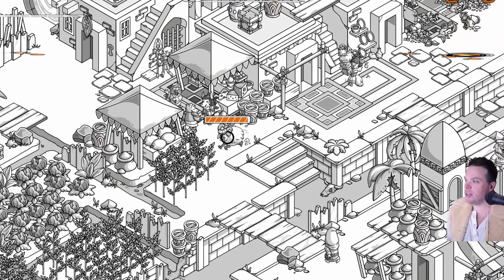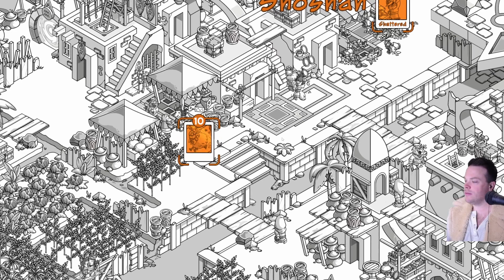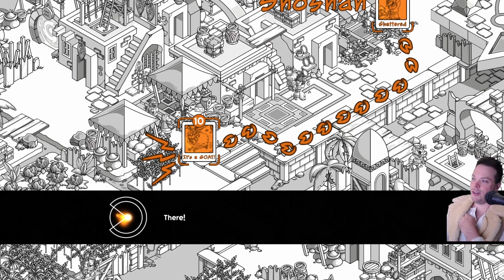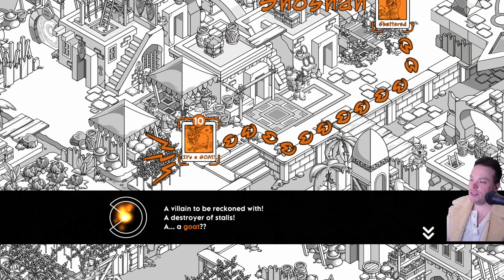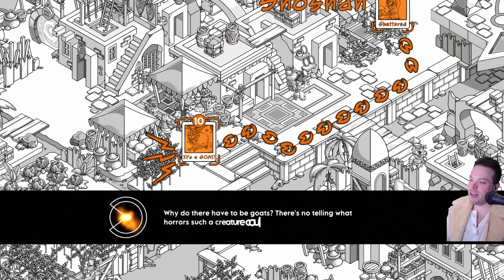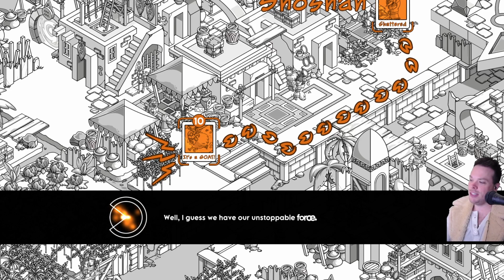I mean, this thing looks like it could have done it. It's a goat. A villain to be reckoned with. A destroyer of stalls. A goat. Why do there have to be goats? There's no telling what horrors such a creature could wreak upon a defenseless city. I guess we have our unstoppable force.